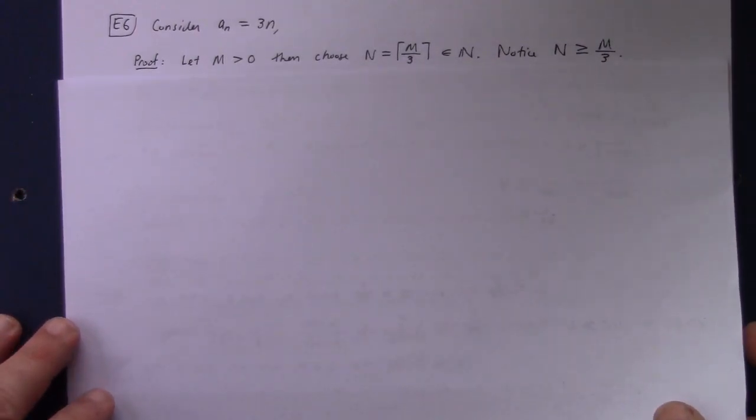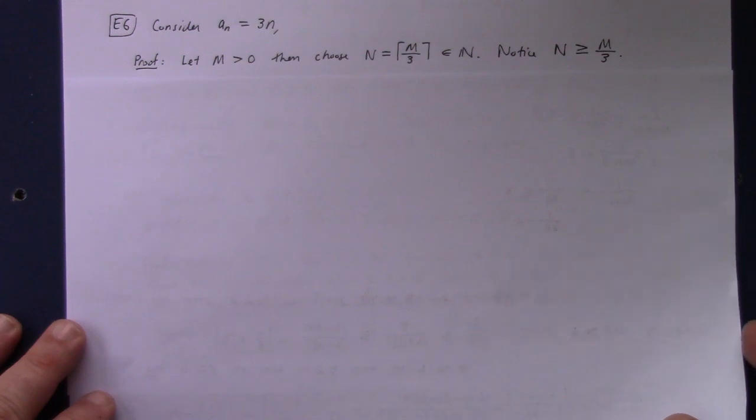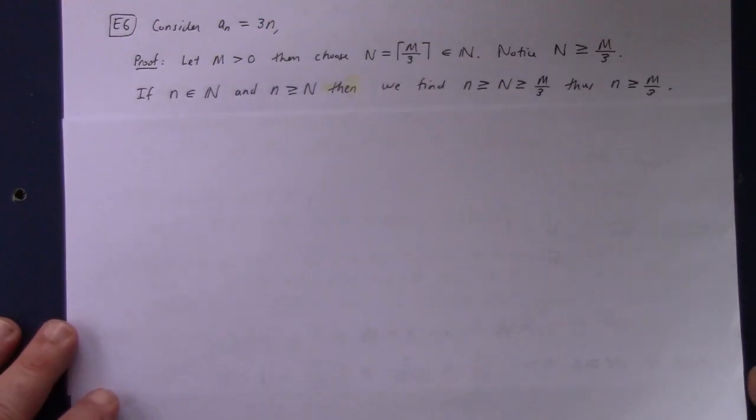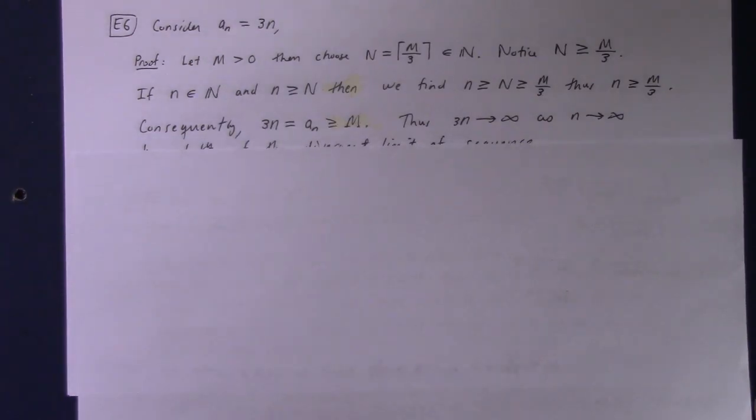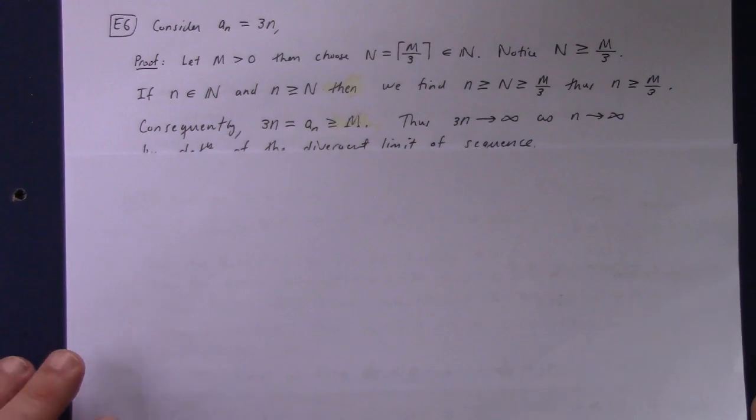There's a couple of really easy examples here to start with. If we have a sub n equal to 3n, if we simply let big N be the next integer larger than or equal to M over 3, then we have N greater than or equal to M over 3. And if n is an integer which is larger than big N, then it's larger than M over 3, and consequently 3n, which is equal to a sub n, is greater than or equal to M. Thus, 3n goes to infinity as n goes to infinity, by the definition of the divergent limit of a sequence.